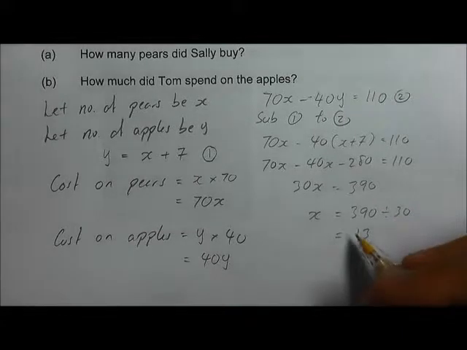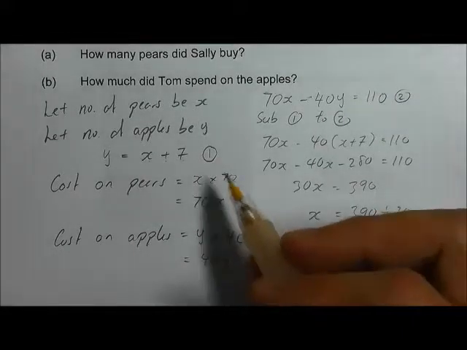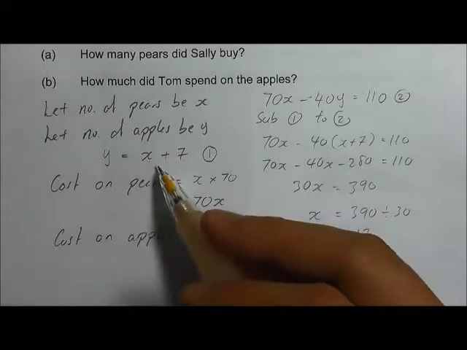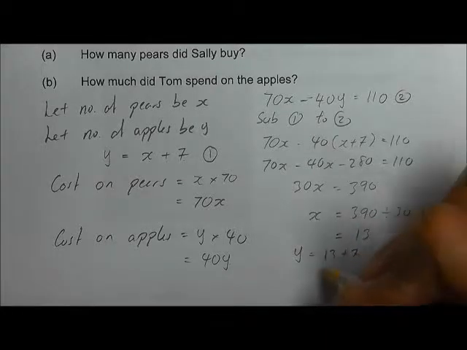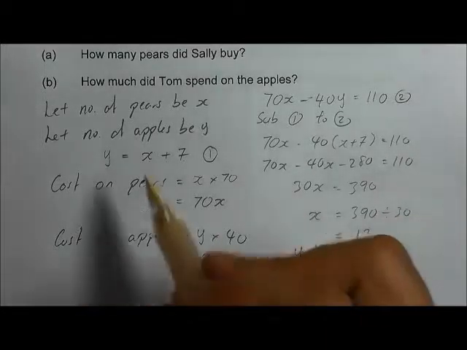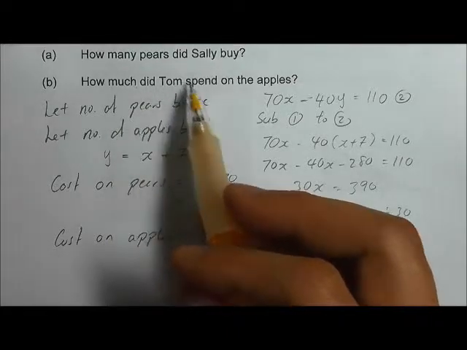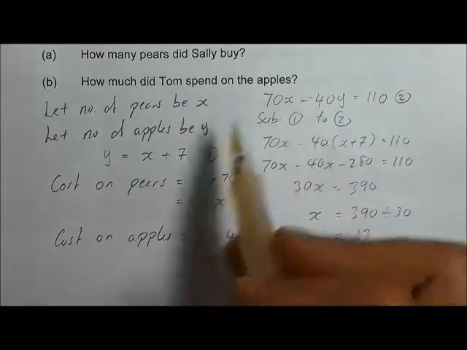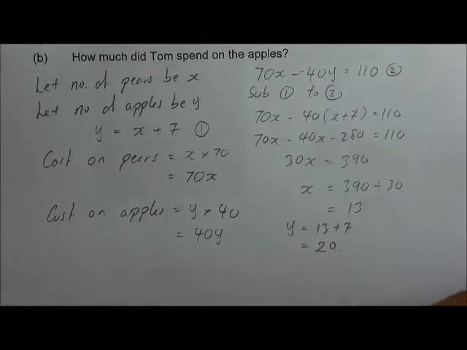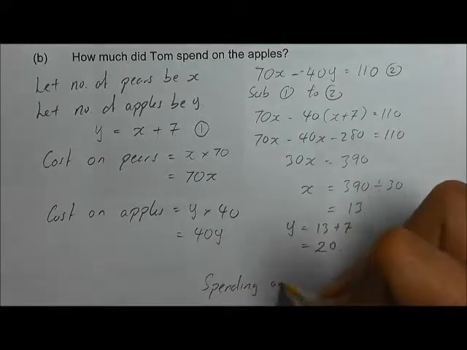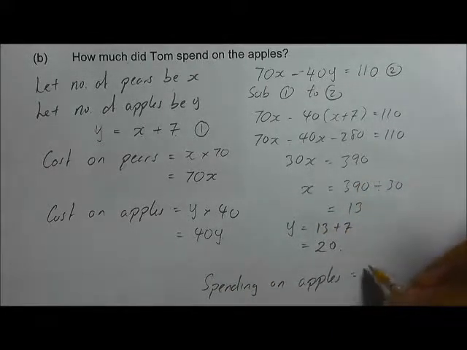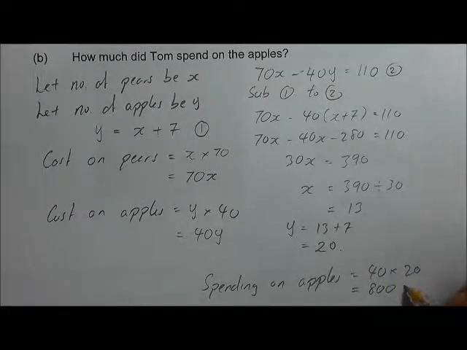Okay, then if x is equal to 13, we can find out what is y, because y is equal to x plus 7. So y is equal to 13 plus 7 is equal to 20. So we want to find out how much Tom spent on the apples. So that will be 40 times y. So spending on apples will be 40 times 20. We have 800 cents, which is also $8.